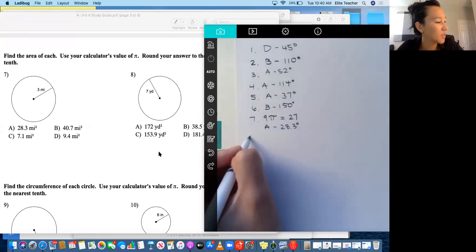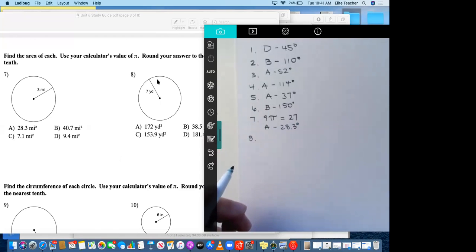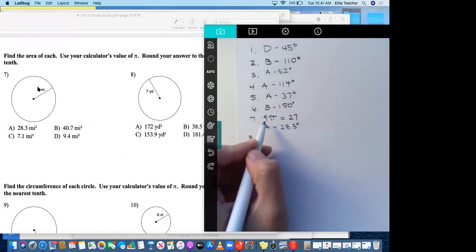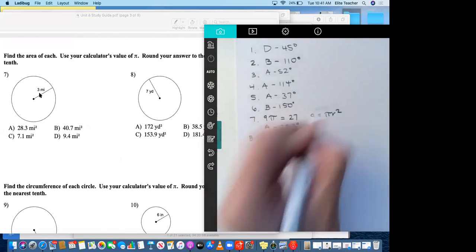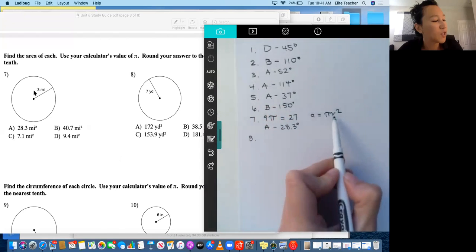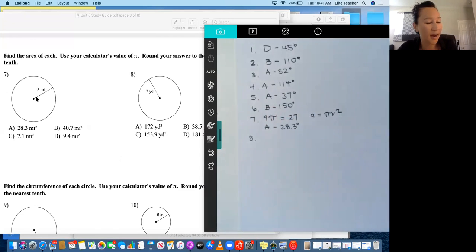So estimating is always good. Saves you some work. Wait, how did you get 9? Yep, because 3 is squared. Oh, right. We have to square the radius. So our radius was 3, so we squared it, and that's how we got 9. Very good.